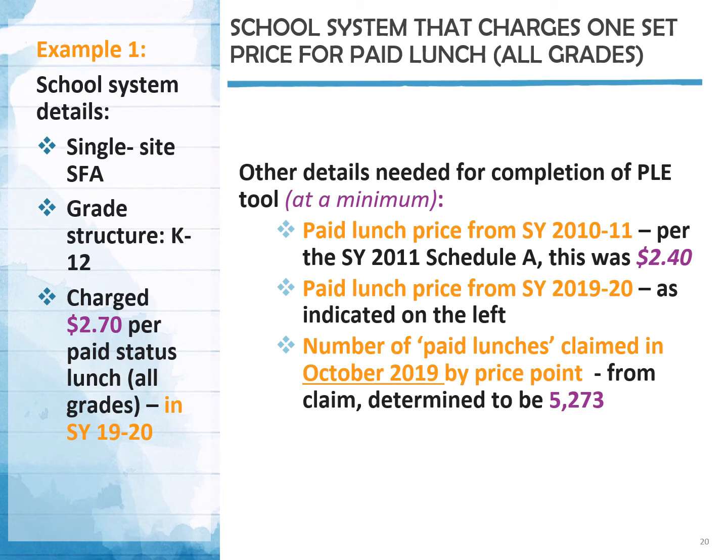When we look that up, we see that per the school year 2011 Schedule A, the paid lunch price for all students was $2.40. We will also need the paid lunch price from school year 2019-2020 as indicated on the left. And lastly, we will need the number of paid lunches claimed in October of 2019 by price point. Again, let's pretend like we've looked up our October 2019 claim and determine that we had 5,273 paid lunches during that month.